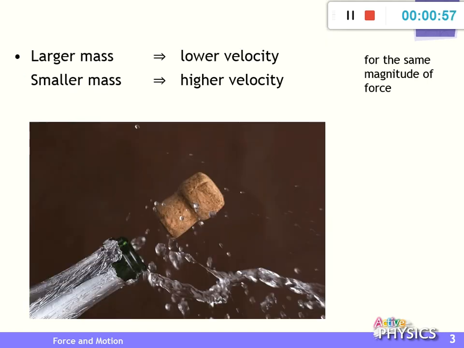Look at this. A larger mass, lower velocity. Smaller mass, higher velocity. Okay, from the same metric of the force. This one tells us that if we apply the same force on an object, if this object is larger in mass, then the velocity of it will be lower. Smaller in mass, the velocity will be higher. This one, for your common sense, you should know it.